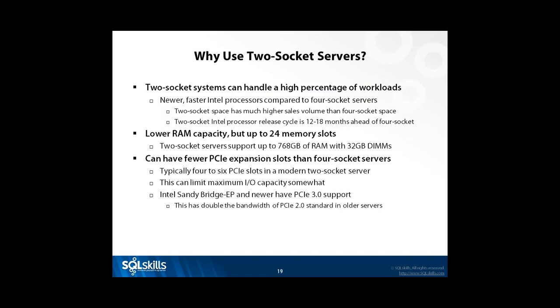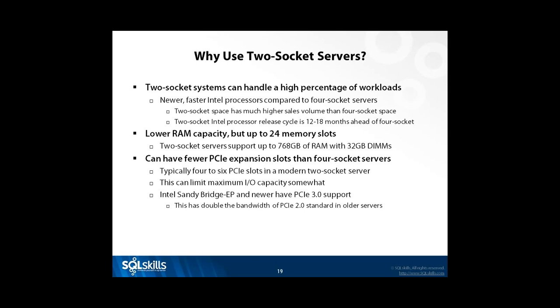So traditionally, people have gone out a lot of times and just gotten a 4-socket server for a database server, because 5, 6, 7 years ago, 2-socket servers just didn't have enough memory capacity or enough processor horsepower to run a typical database server workload, and they didn't have enough expansion slots for things like HBAs and RAID controllers and things like that. But that's changed, and over the last several years, 2-socket servers have gotten really powerful, and they can handle a very high percentage of the workload you're going to run into.